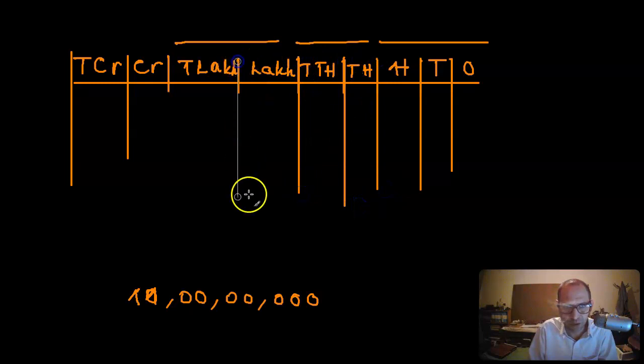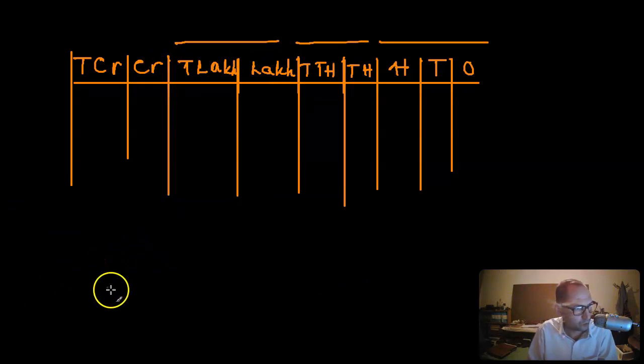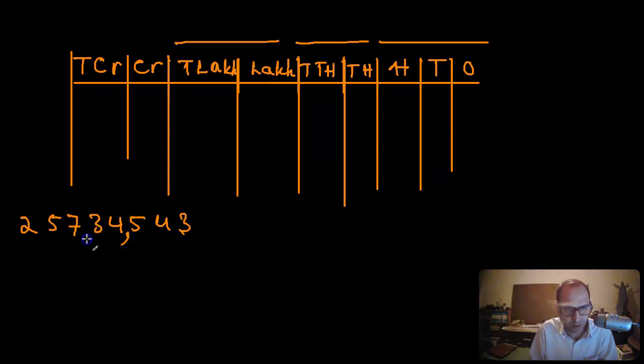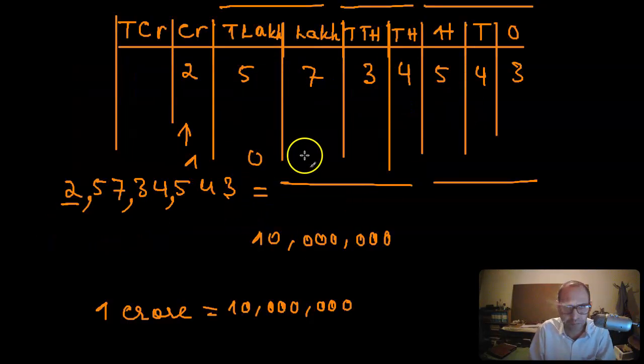Let's say that your number is, for example, 257,345,43. I will write it over here so that we have more space. Separate the digits 3, 2, and 2. That's 2,53,34,543. Right? Of course, this is 57 lakhs and not 53 lakhs, right?